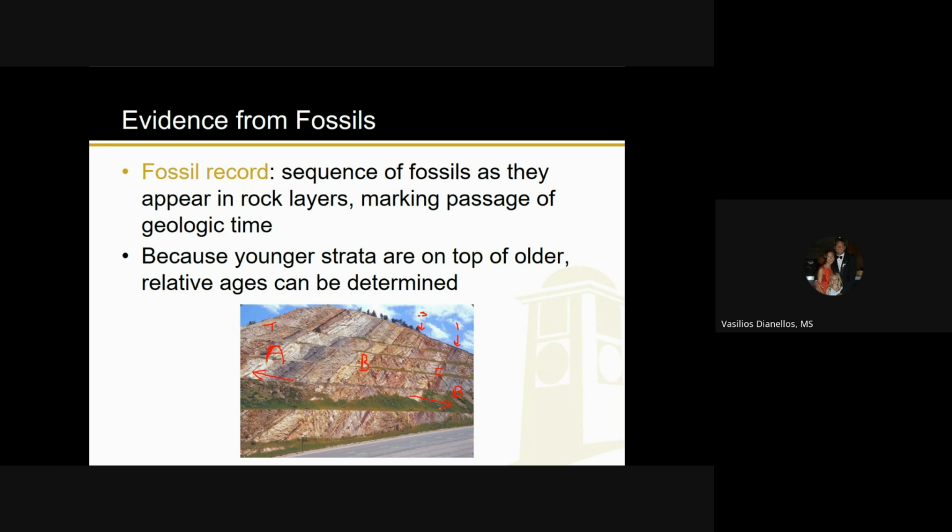So again, without even knowing exactly the date, we do know this thing came before that thing, and that thing came before this thing, and so on and so forth. So any questions about this slide?